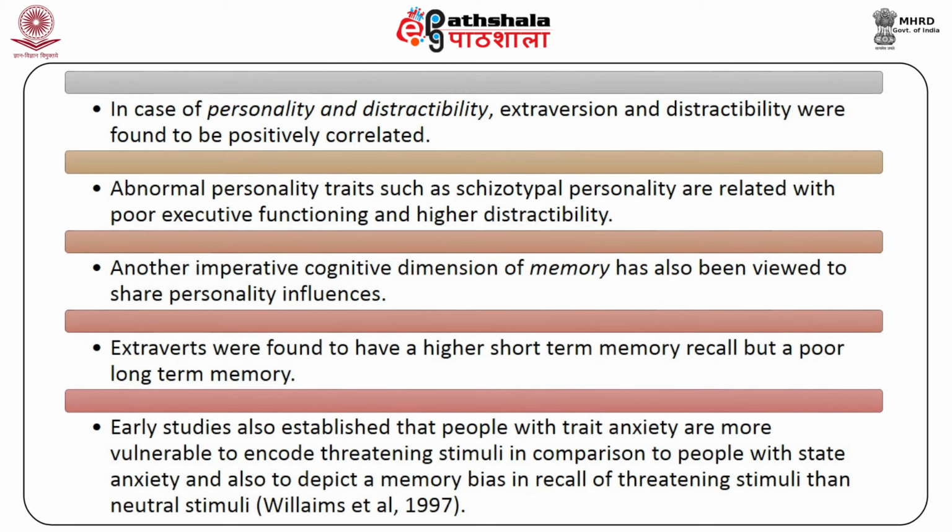Another imperative cognitive dimension of memory has also been viewed to share personality influences. Extroverts were found to have a higher short-term memory recall but a poor long-term memory. Anxiety and neuroticism as personality variables were found to have detrimental influences on working memory capacity and multitasking by Ashcraft and Cross in 2007. Early studies also established that people with trait anxiety are more vulnerable to encode threatening stimuli in comparison to people with state anxiety, and also depict a memory bias in recall of threatening stimuli over neutral stimuli.